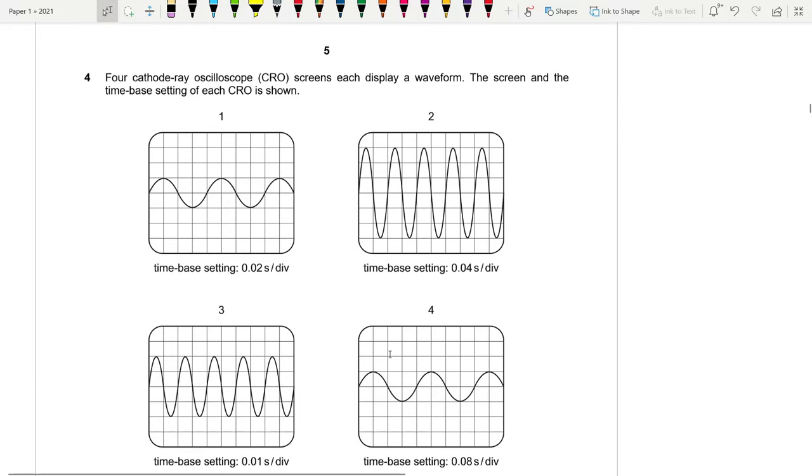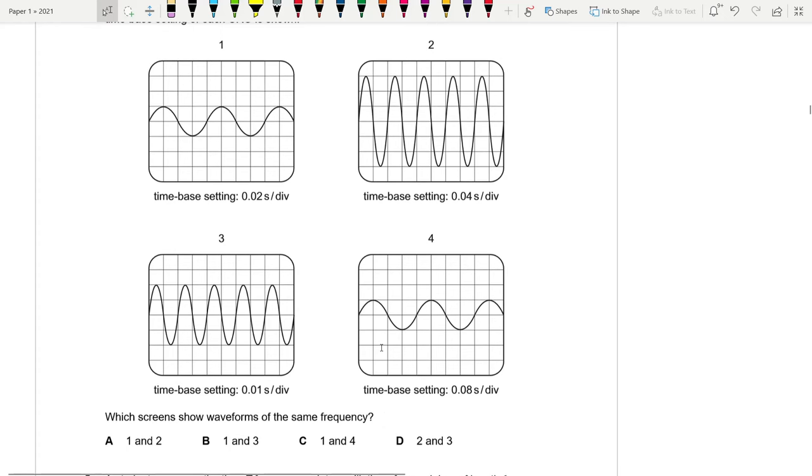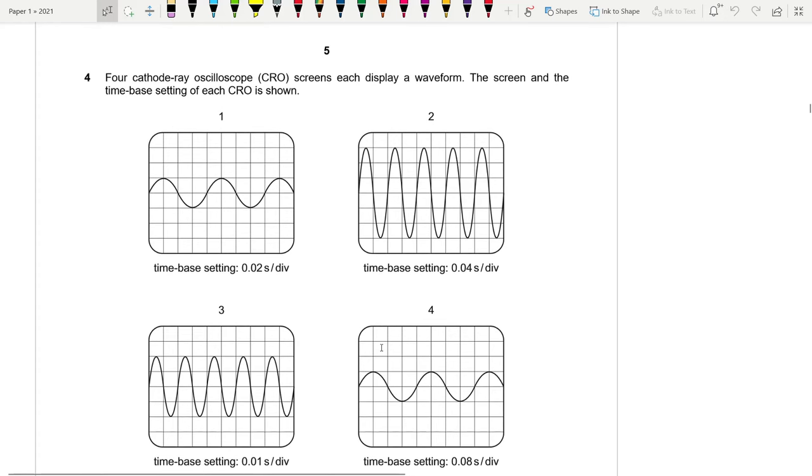4 CRO screens each display a waveform. The screen and the time-based setting of each CRO is shown. Okay, so which screens show waveforms of the same frequency? Interesting. So let's find out the frequencies. We basically find out the time period, okay? 0.02 into 4, which is 0.08.